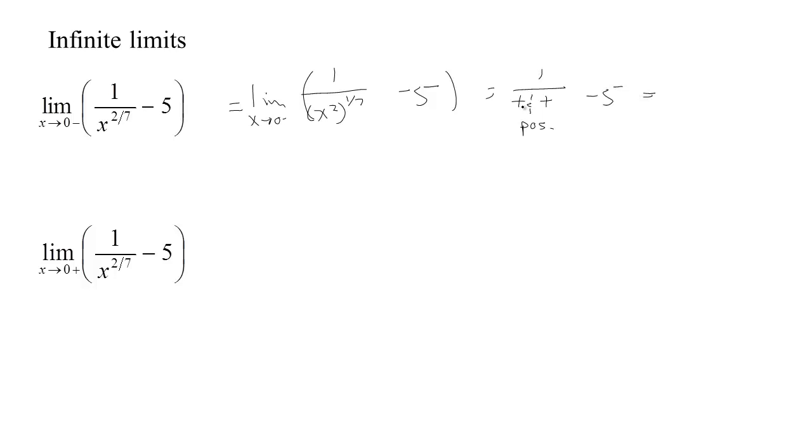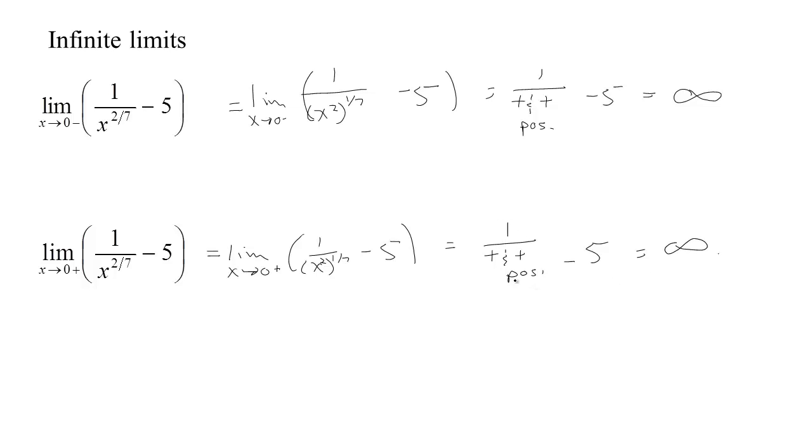Well, it doesn't really matter. 1 divided by a tinier positive is going to get bigger and bigger, big enough to overwhelm this negative 5 and keep on going. So this limit will be infinity. Same thing if you take the limit as x tends to 0 from above, because x is bigger than 0, so x squared is certainly positive, and the 7th root of a positive is positive, so we have 1 over tinier and tinier positives minus 5. Again, this just gets bigger and bigger, goes right past 5 and continues on, completely overwhelms this negative 5 and gives us infinity.